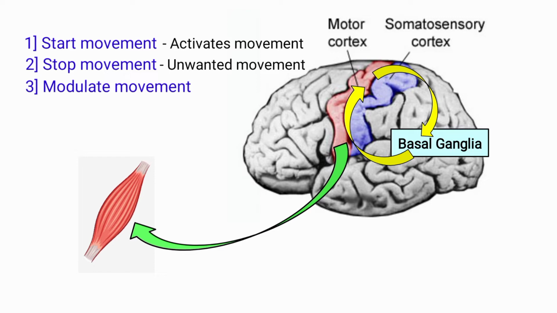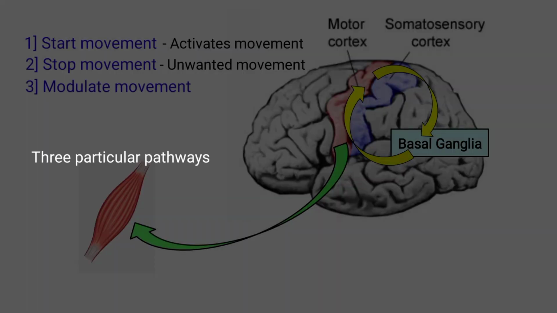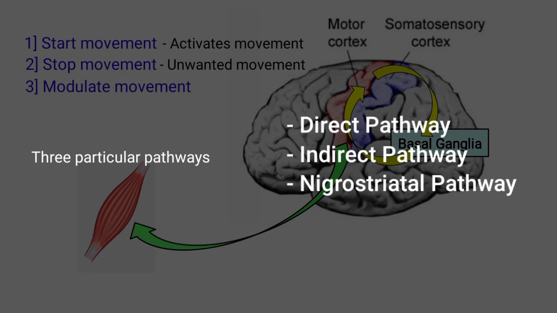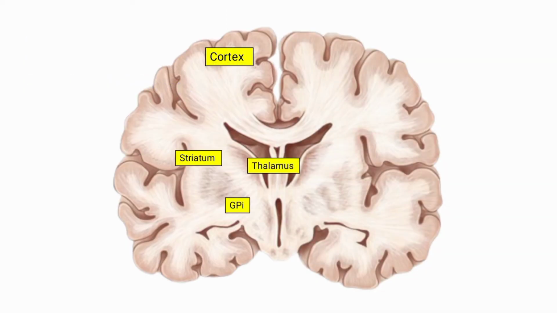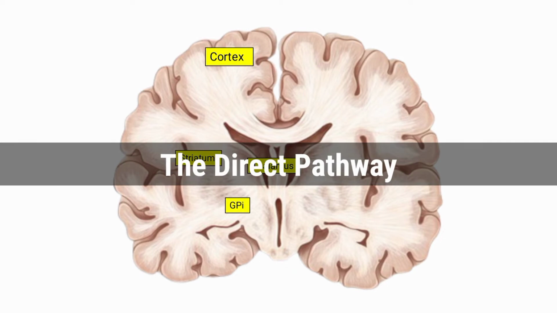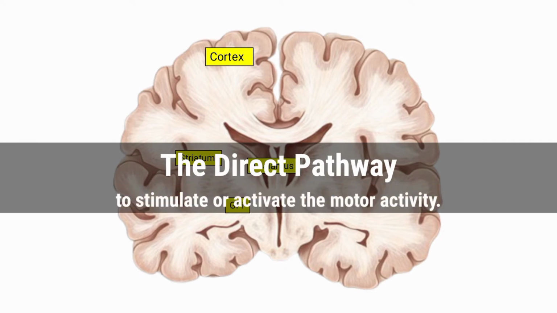So now as we know everything, let's start with the pathways. We will talk about three particular pathways: the direct pathway, indirect pathway and the nigrostriatal pathway. The reason why they are important is because they tell us the three important functions: to start movement, to stop movement and to somehow modulate the movement. The first pathway we will discuss is the direct pathway. Remember that this is designed to stimulate or activate the motor activity.